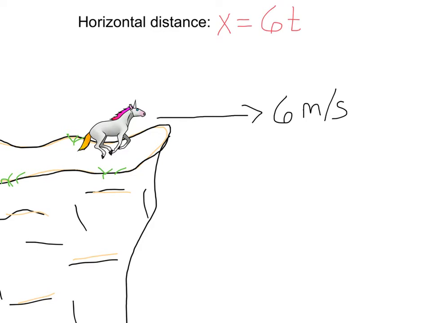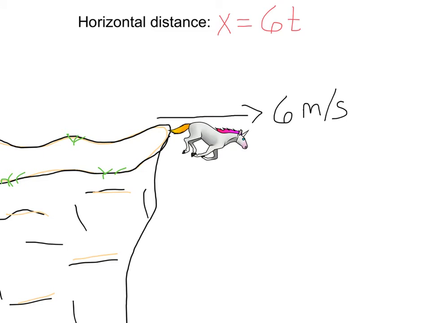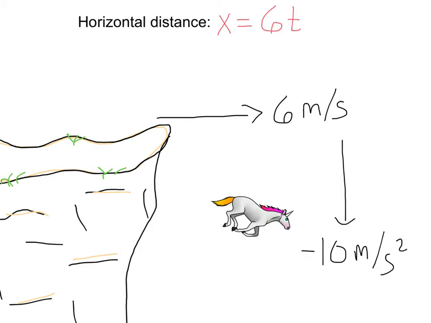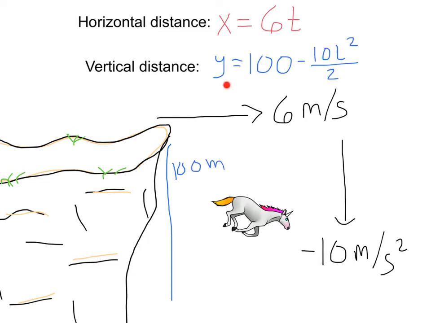Now, when Yoon jumps off of the cliff, she begins to move downward, and this downward distance is affected by gravity. So I'm going to drop some physics on you. Yoon's acceleration downward is going to be negative 10 meters per second squared. Since we know that this cliff is about 100 meters tall, we can represent the vertical position with the equation y equals 100 minus 10t squared over 2.